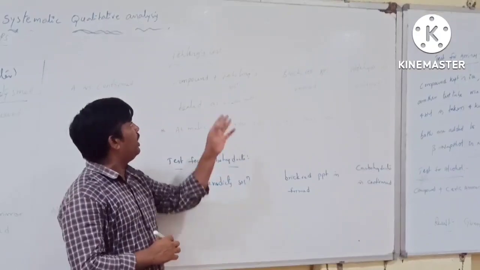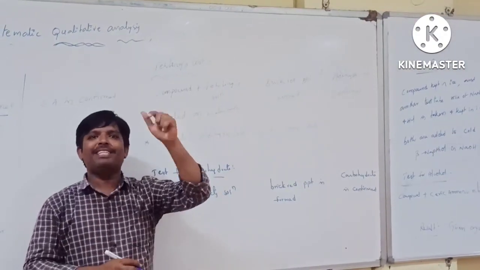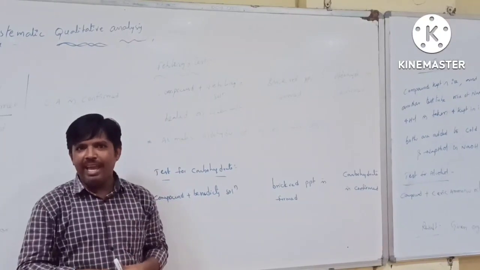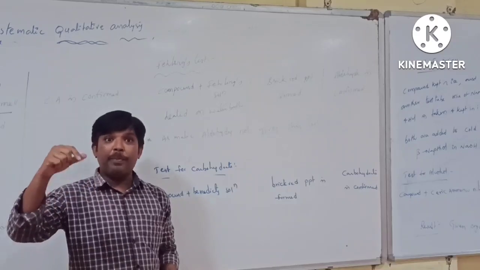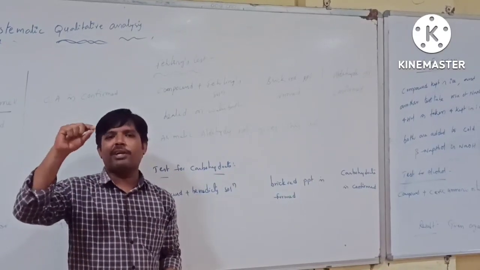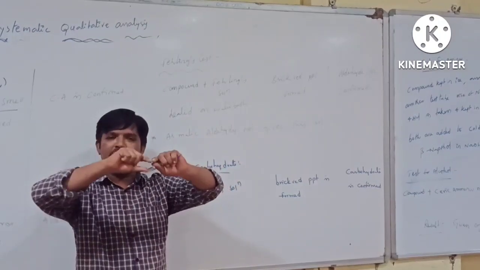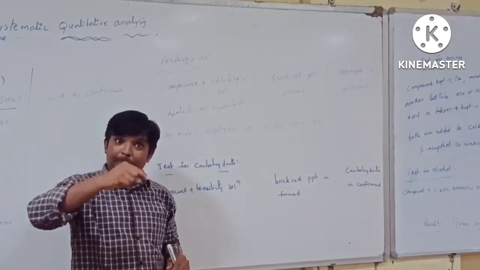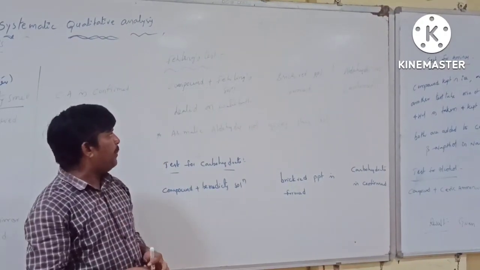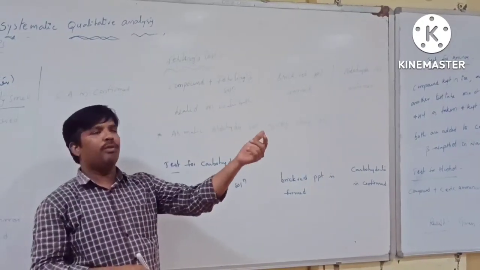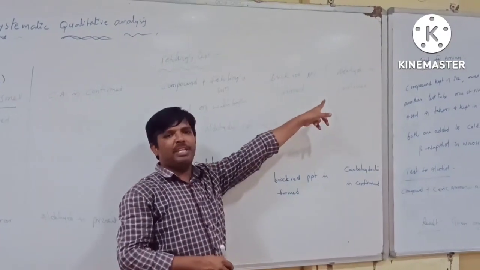Okay, before going to Fehling's test, you have to add Fehling's solution, Fehling's A and Fehling's B. What is the Fehling's A solution? Copper sulfate solution. What is the Fehling's B? Sodium or potassium tartrate solution. Fehling's A and Fehling's B solutions are combined with one another. That combined solution is added to the compound and then heated on a water bath. You will get a brick red precipitate.